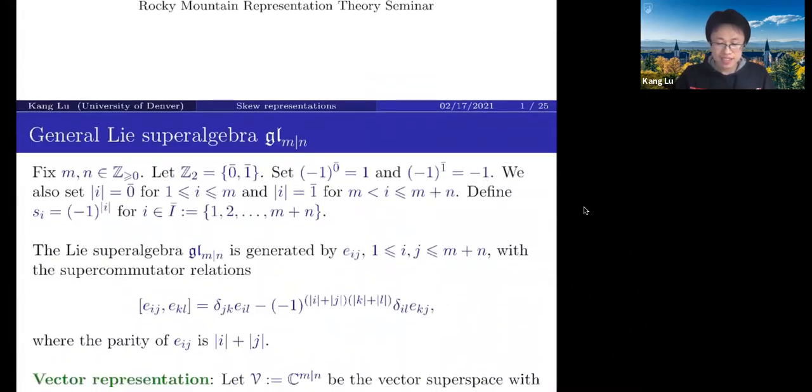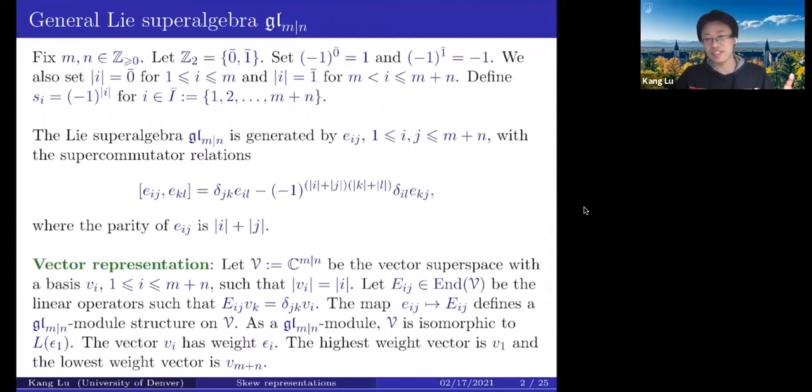Okay, so let us start by recalling some basics about the general superalgebra. I'm going to work on the standard parity sequence. That means this is the standard Borel subalgebra. That means for the indices, the first m indices will be even, and the last n indices will be odd. And I also introduce this s_i. So this will be m plus n numbers. The first m of them will be one, and then the last n of them will be negative one. And this is the superalgebra which is generated by e_ij with the following supercommutator relations, where the parity of e_ij is given by i plus j.